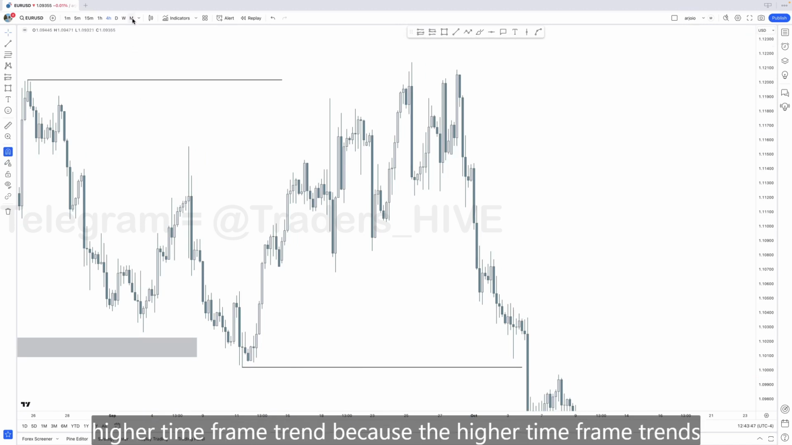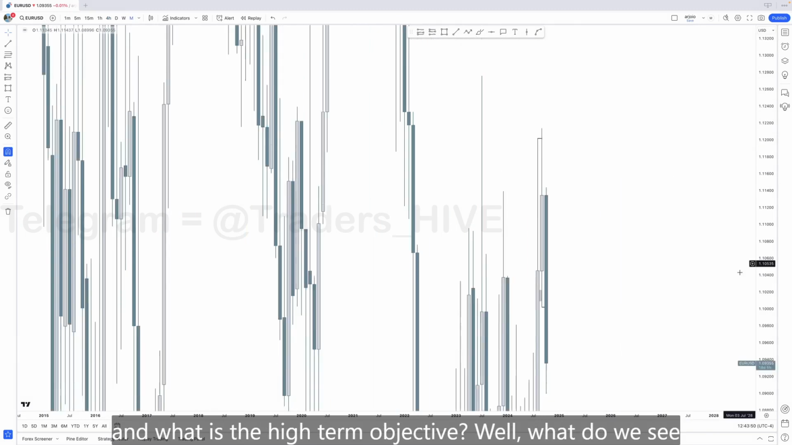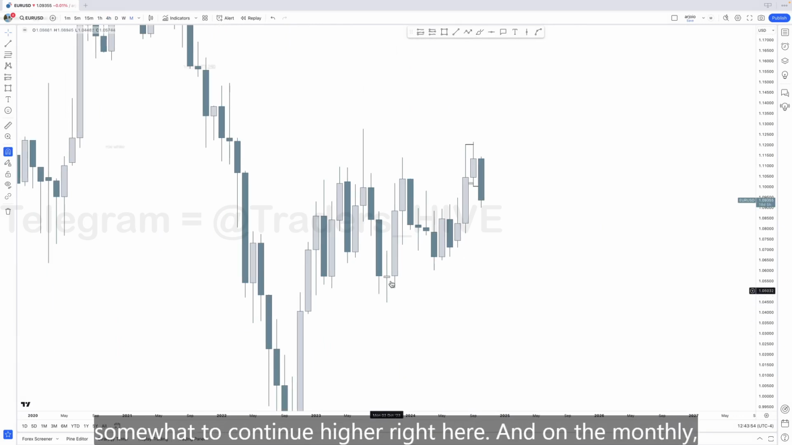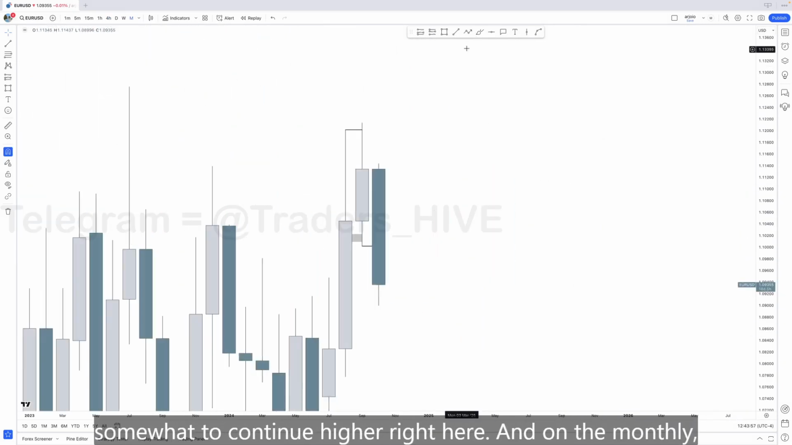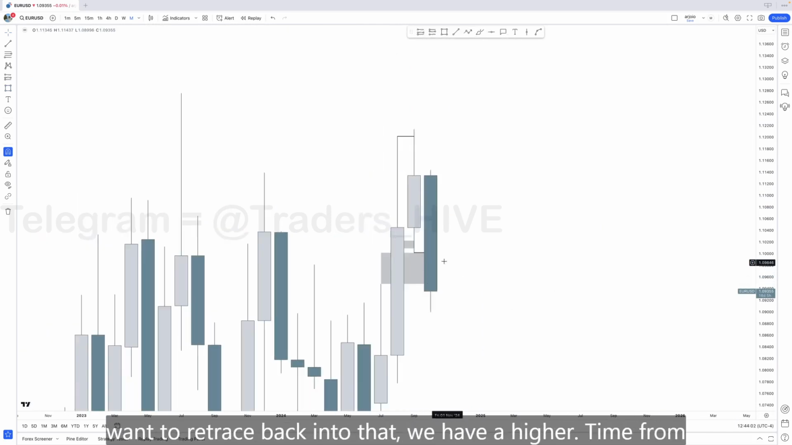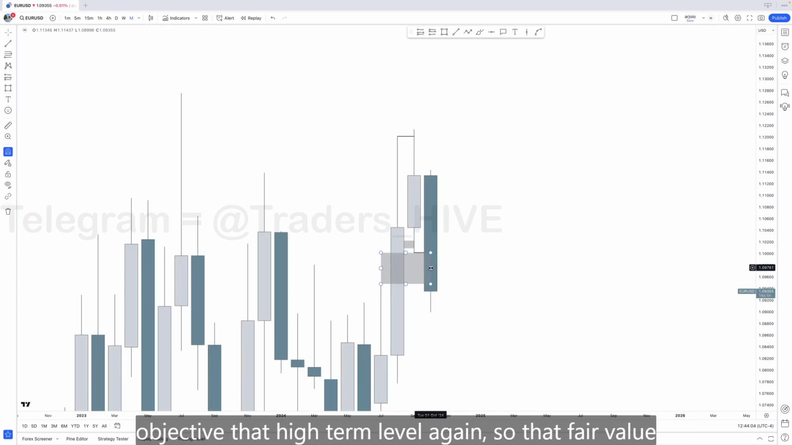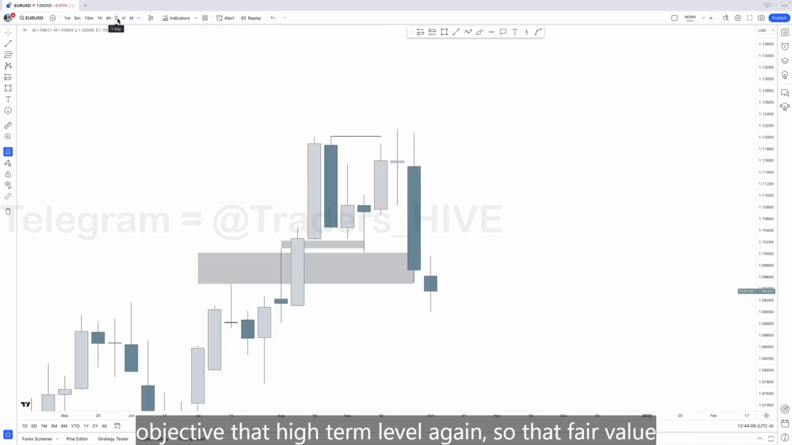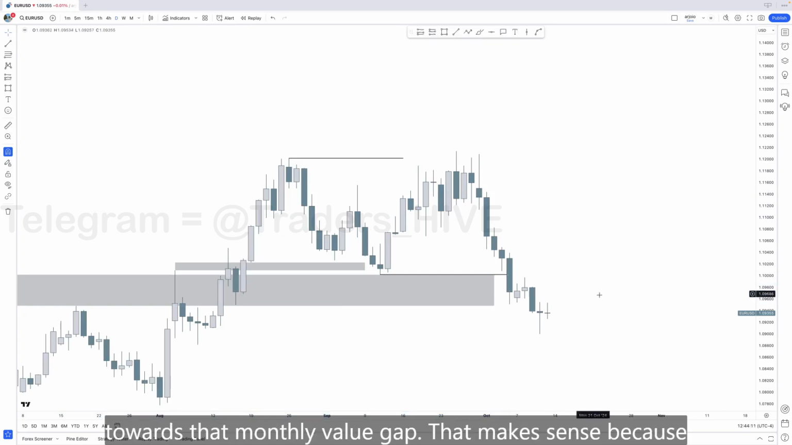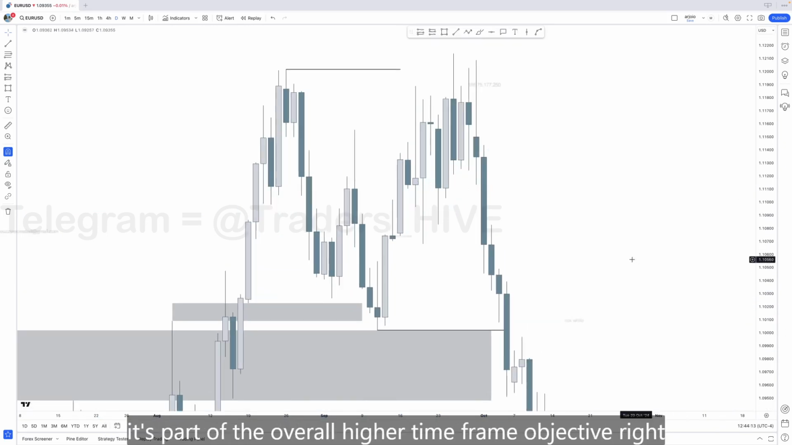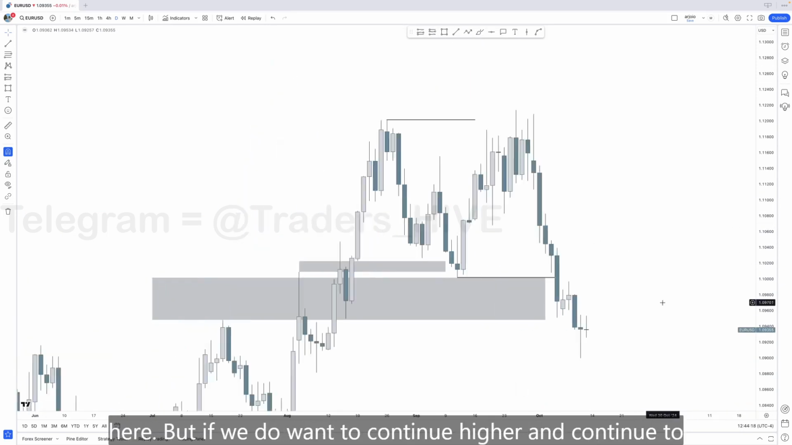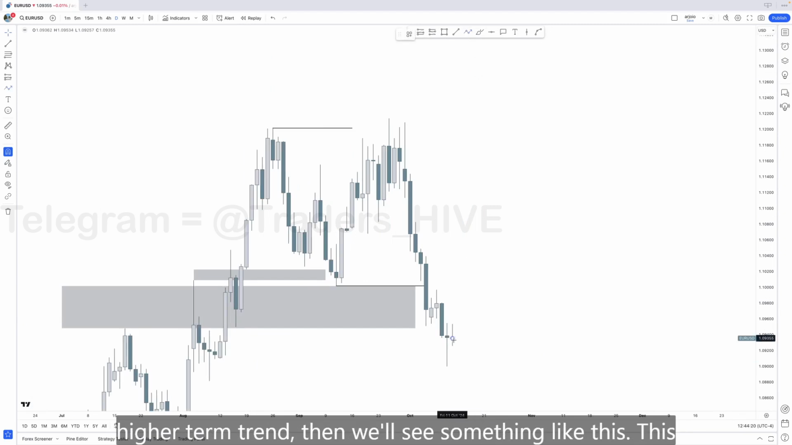Because the higher time frame trend, and what is the higher time frame objective? Well, what do we see right here? The higher time frame trend, we could argue, is still somewhat to continue higher right here. And on the monthly, we have this monthly fair value gap right there. So if we do want to retrace back into that, we have a higher time frame objective, that higher time frame level again. So that fair value area is getting disrespected to continue lower right there towards that monthly fair value gap. That makes sense because it's part of the overall higher time frame objective right here. But if we do want to continue higher and continue the higher time frame trend, then we'll see something like this.